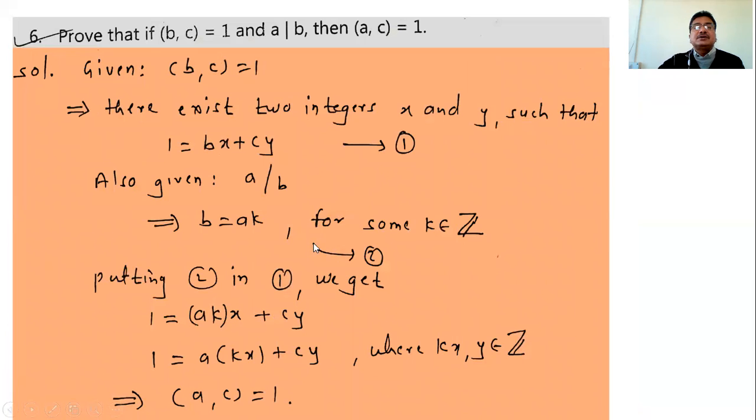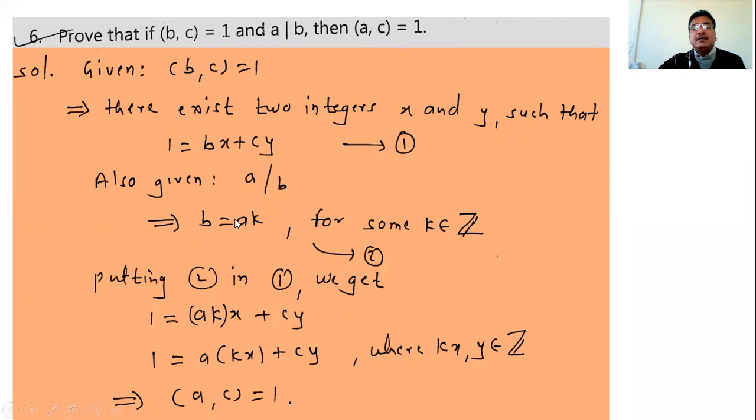Then the examples on Euclid's lemma are similar to Euclid's lemma. That is, the greatest common divisor of b and c is 1, and a divides b, then we have to show the greatest common divisor of a and c is 1. The gcd of b and c is given, and this is to show. The gcd of b and c is 1 means there exist two integers x and y such that 1 is expressed in the form bx plus cy, by using the previous theorem. Therefore 1 equals bx plus cy for some x and y belonging to Z.